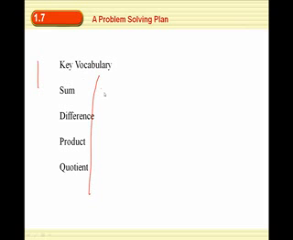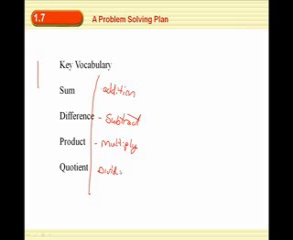Right here we have sum is the word for addition. Okay, difference is that fancy word for subtraction. Product means to multiply. And quotient means to divide. And sometimes I'll see they'll use these words.